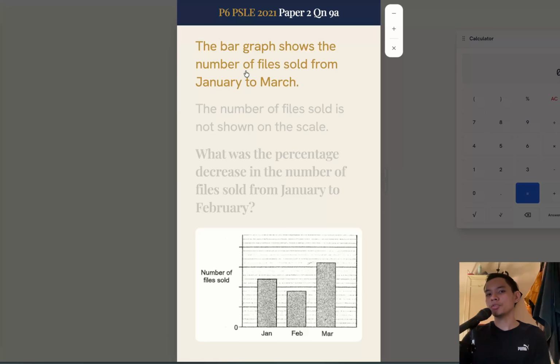Question 9, part A. The bar graph shows the number of files sold from January to March. The number of files sold is not shown on the scale. What was the percentage decrease in the number of files sold from January to February?